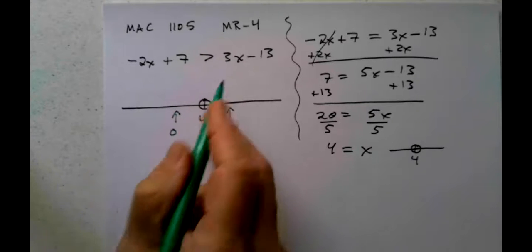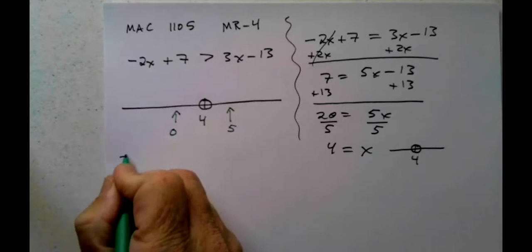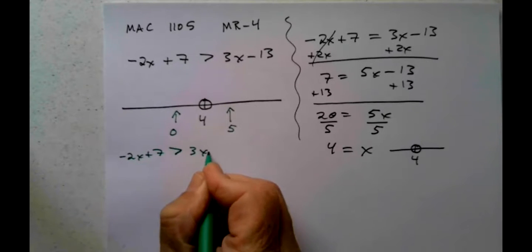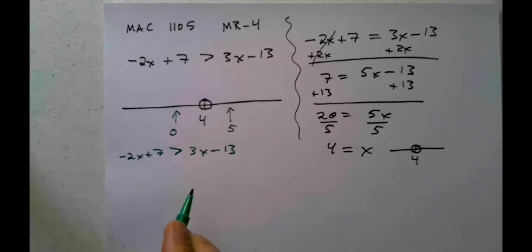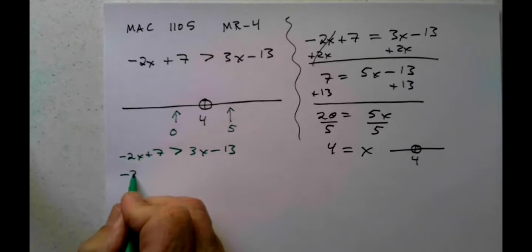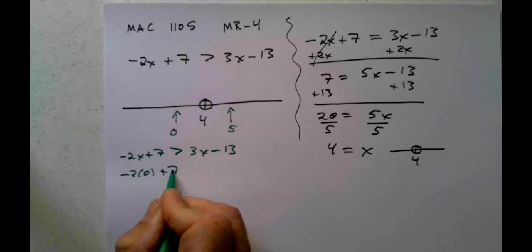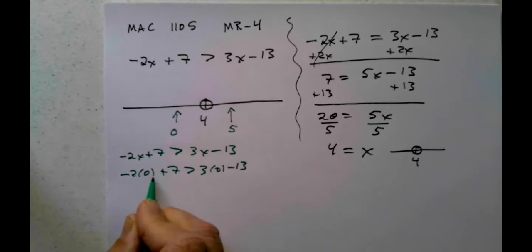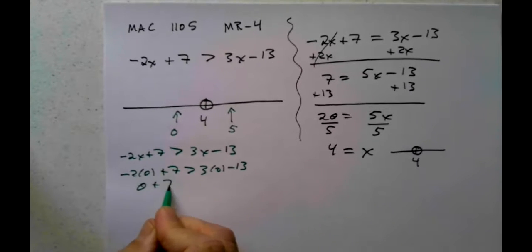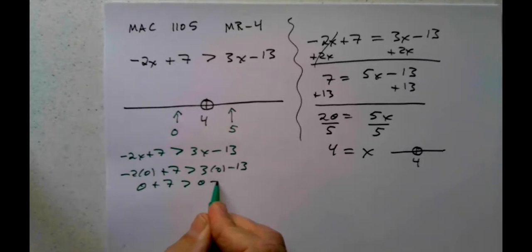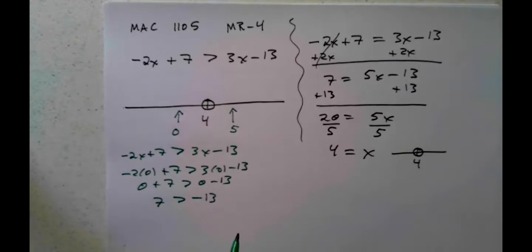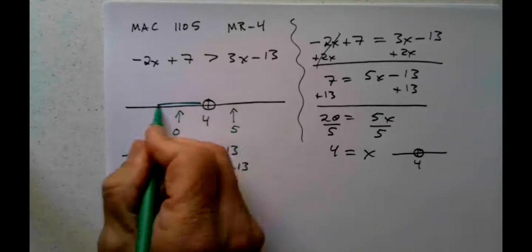So in the case of 0, I'm looking at the original: negative 2x plus 7 greater than 3x minus 13. Plug in 0, what's that going to give me? Negative 2 times 0 plus 7 greater than 3 times 0 minus 13. Negative 2 times 0 is 0 plus 7, greater than 3 times 0 is 0 minus 13. Is 7 greater than negative 13? It is. That's true. If that's true, we shade that way.